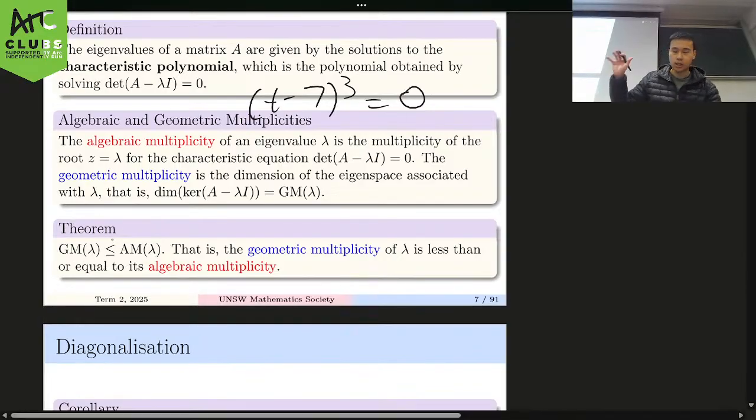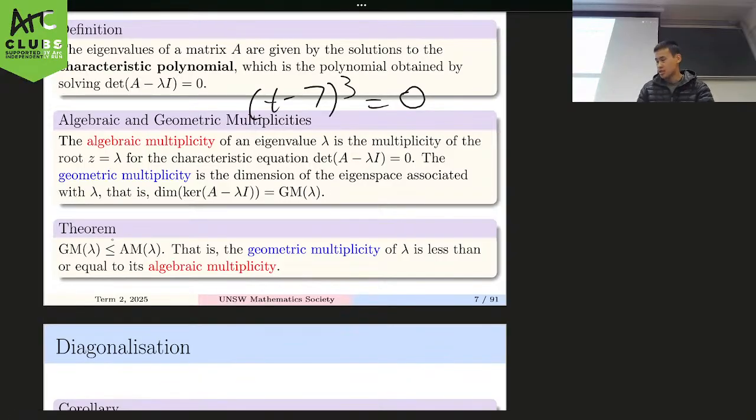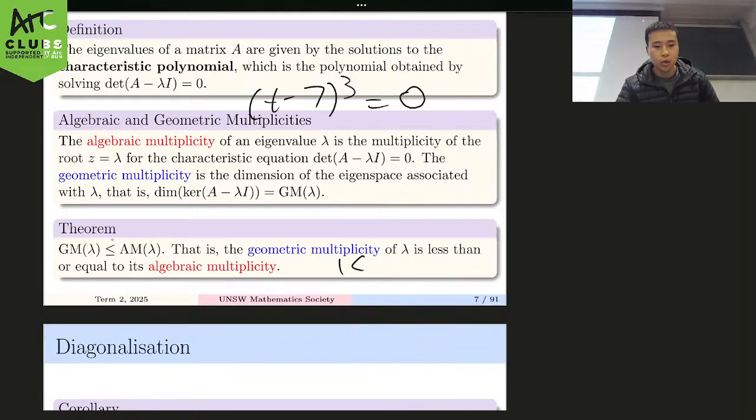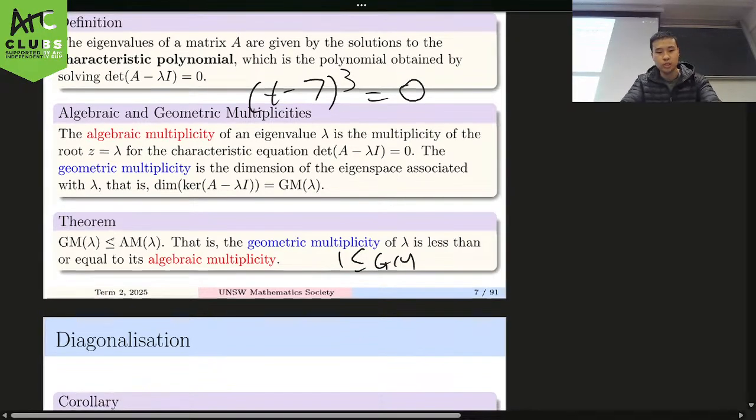So it's definitely less than or equal to the algebraic multiplicity, because you could get up to the algebraic multiplicity itself, but you may not get exactly that. In this example, you might only get one eigenvector. It definitely has to be at least one. We can definitely say the geometric multiplicity of any eigenvalue has to be at least one.